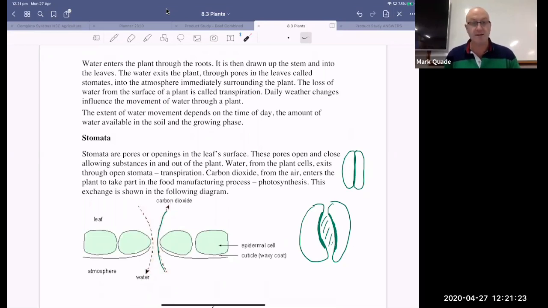Now these stomates are usually on the bottom side of the leaves. If they're on the top side, they'd lose too much water. The top side of our leaves have a waxy cuticle, which is sort of like a sunscreen. You'll see it on plants, it's shinier on the top side, and that's to keep the water in the plants, okay? Now, we need carbon dioxide going into the plant simply for photosynthesis.